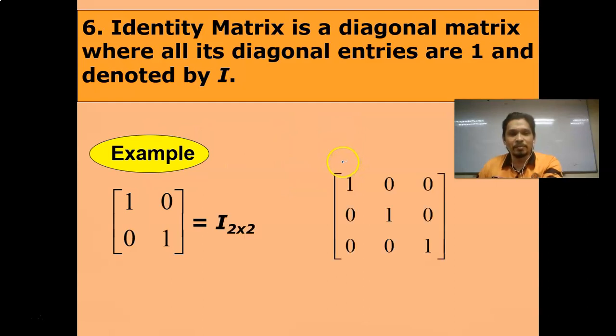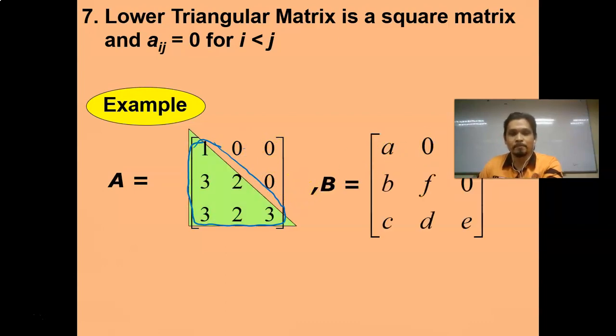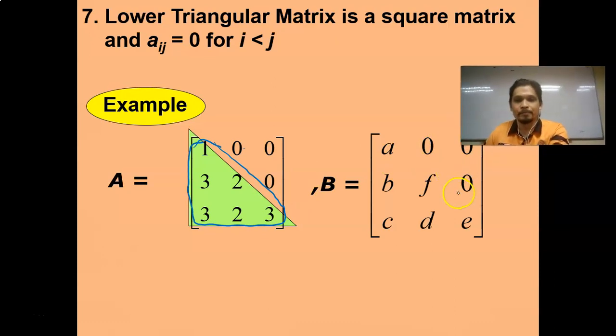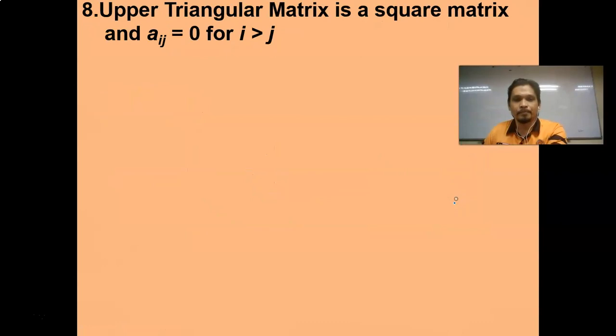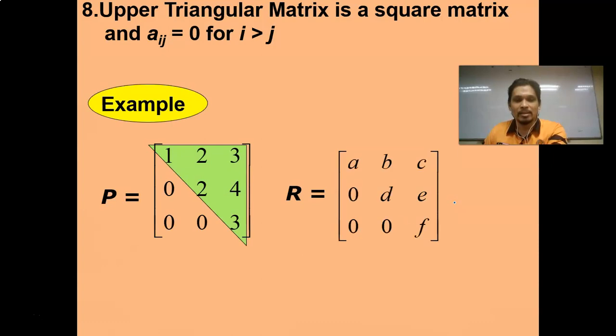Identity matrix: the diagonal has all 1s and the rest are zeros. Lower triangular matrix, as you can see here, has elements that are not 0 in the lower triangle, and the rest above is 0. Upper triangular is the opposite, something like that.